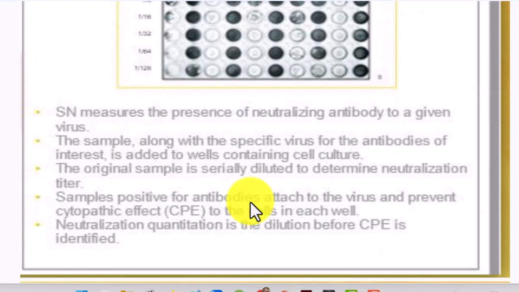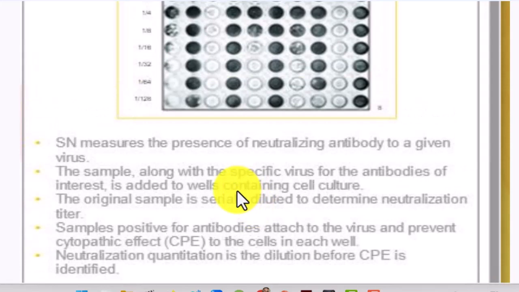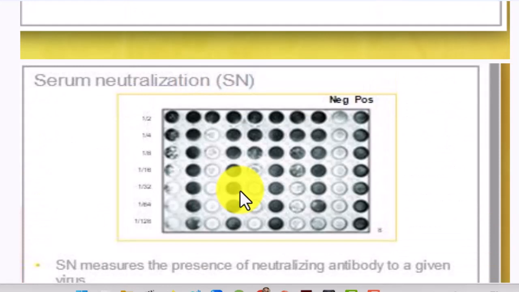Serum neutralization test. Measures the presence of neutralizing antibody to a given virus. The sample along with the specific virus for the antibodies of interest is added to wells containing cell culture. The original sample is serially diluted to determine the neutralization titer. A sample positive for antibodies attaches to the virus and prevents cytopathic effect to the cells in each well. Neutralizing quantitation is the dilution before CPE is identified.